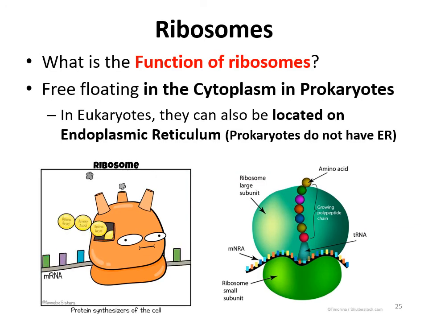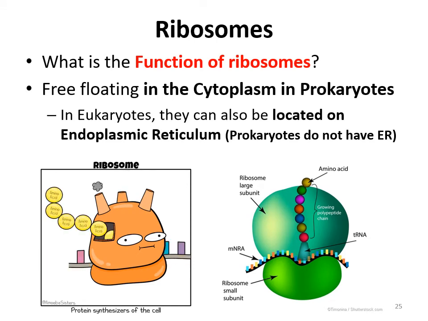Then there are ribosomes, and ribosomes you actually find in both prokaryotes as well as eukaryotes. Now, whenever you hear the word ribosomes, I want you to immediately think of the function to make proteins. And they make proteins by translation, okay, converting an RNA blueprint into the necessary amino acid chains.